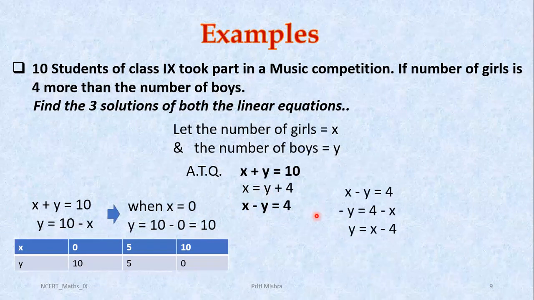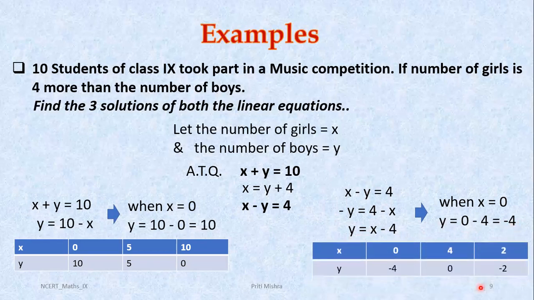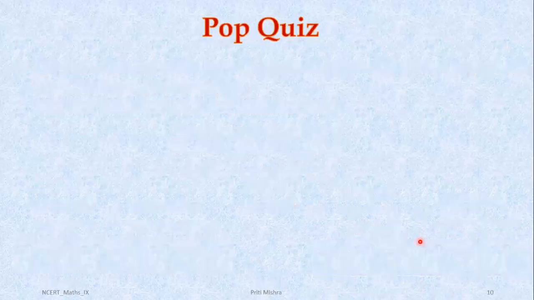Just like this, for the second equation, we have x minus y equals 4. Then minus y will be equal to 4 minus x. Then y will be equal to x minus 4. Then for x equals 0, we have y equals minus 4. Just like this, we can have three different solutions. For x equals 4, we have y equals 0. And for x equals 2, we will have y equals minus 2. So these are the solutions for these two different equations.